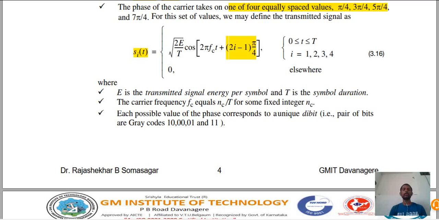Each possible value of the phase corresponds to a unique dibit. A unique dibit means a combination of two bits, or two symbols, 0 and 1, a pair of bits represented in the form of Gray codes, which are shown here: 10, 00, 01 and 11. In binary PSK we used only two symbols, and each symbol is represented by a single bit, and here we are using a pair of bits, or two bits, to represent the quadri phase.